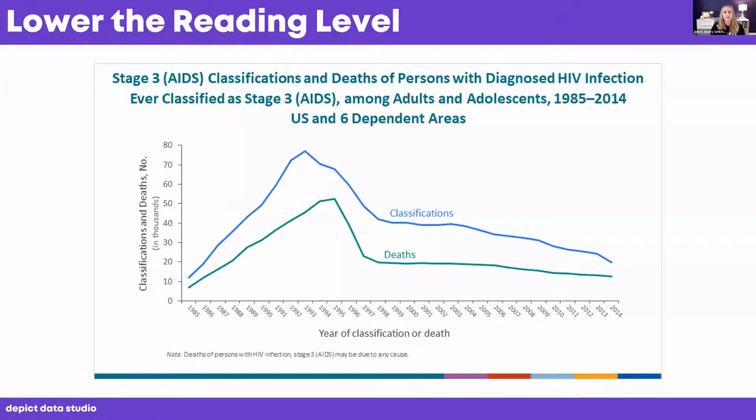All right, here is a real life graph from a public health agency that I work with a lot. And when I saw this title, I was like, what? What is this? I'm going to give you a second to read this and see if you can rewrite it at a lower reading level. It's okay if you have to read it 5 times in a row. I did too. Let me know in the chat, how would you lower the reading level of this graph title?